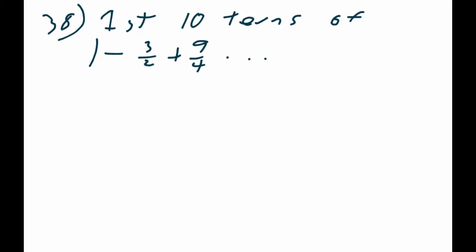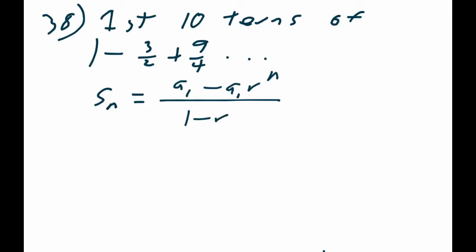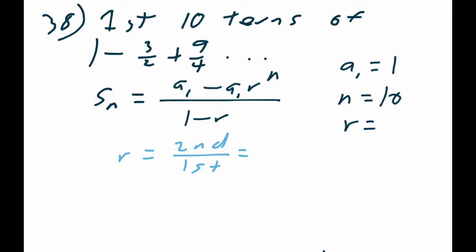Alright, this time we want the first 10 terms of a geometric sequence. And for a geometric sequence where we're given the number of terms, we have this formula. And so I know that a sub 1 is equal to 1, and I know n is equal to 10, but I need to find out what r is equal to. So in order to get r, we're going to take the second number divided by the first number. So we got negative 3 halves divided by 1, which is negative 3 halves.